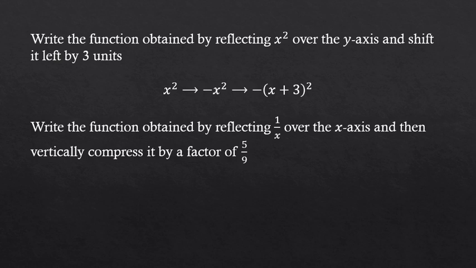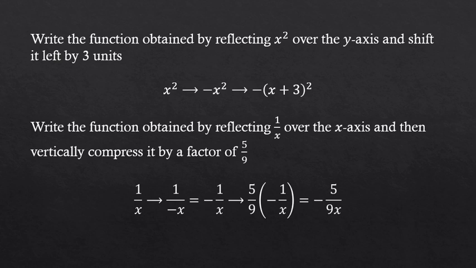Write the function obtained by reflecting 1 over x over the x-axis and then vertically compressing it by a factor of 5/9. So first we are doing the reflection over the x-axis. When we reflect over the x-axis, we are replacing any x's with a minus x. So the 1 over x turns into 1 over minus x, and another way that we can write that is minus 1 over x. Either way, whichever form you left it in would not matter, you would be good.